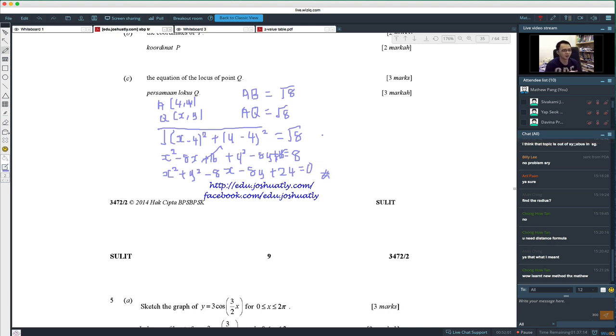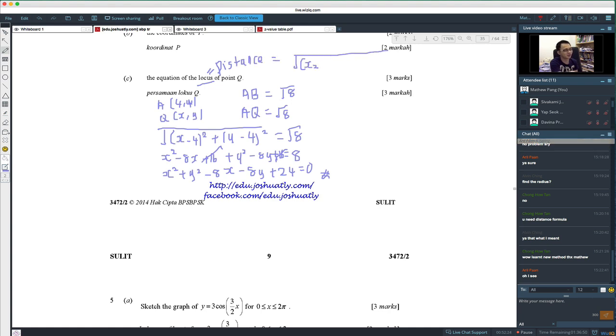I hope you find this method useful. Whenever the question asks you to find a locus, remember, just use the distance formula. I hope you remember the distance formula: the square root of (x2 minus x1) squared plus (y2 minus y1) squared. The locus is just the distance formula all the time. But in this case it will be slightly complicated because you do not have the distance, so you will need to find the distance by yourself.